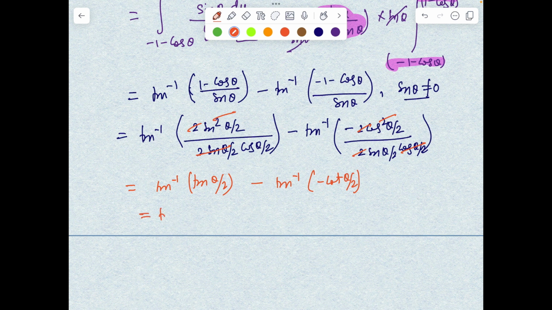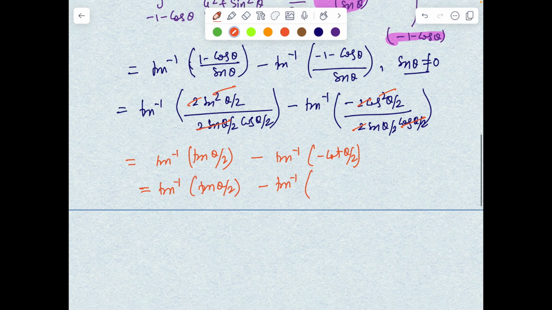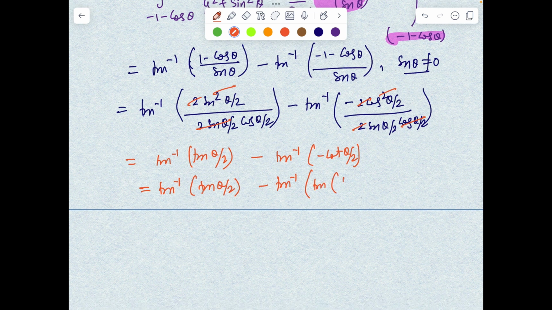So it's better if you can convert the second expression also in tan of something. There are many ways of converting. You can write minus cot theta by 2 as tan of pi by 2 plus theta by 2, or minus tan of pi by 2 minus theta by 2. Whatever you do, everything will converge to the same answer.